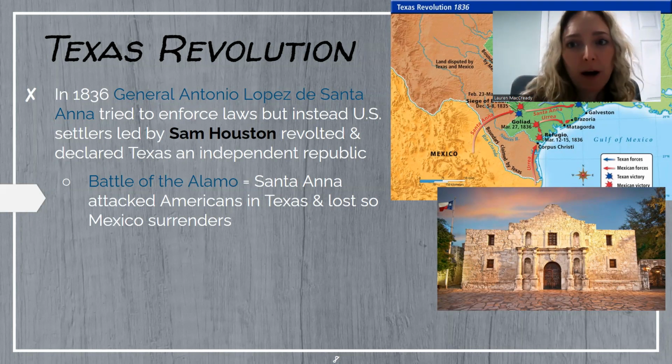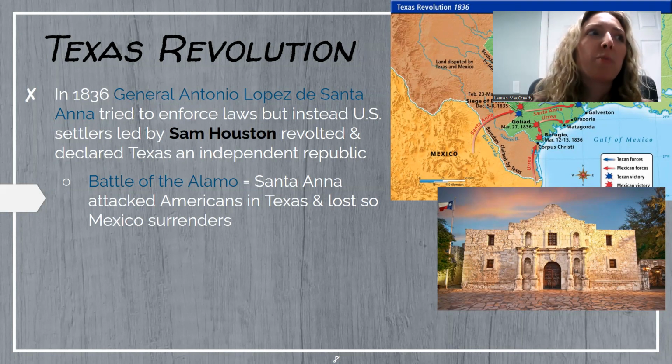This is also where we get the famous Battle of the Alamo, where a lot of people essentially almost kind of go into martyrdom for the Alamo.